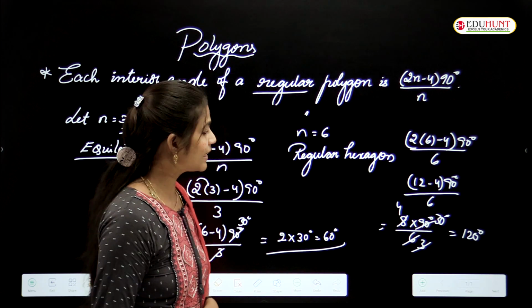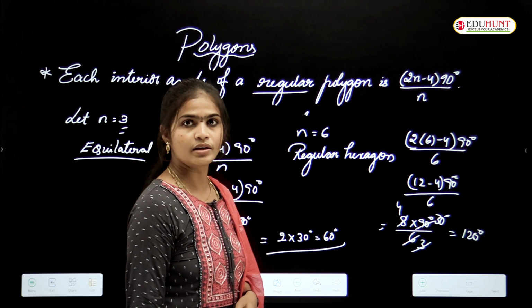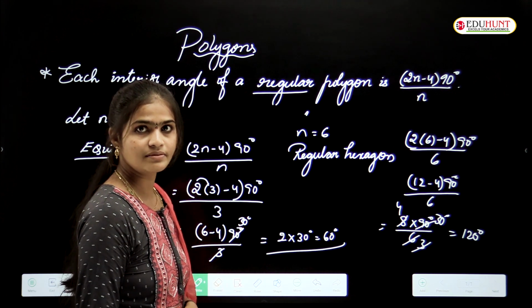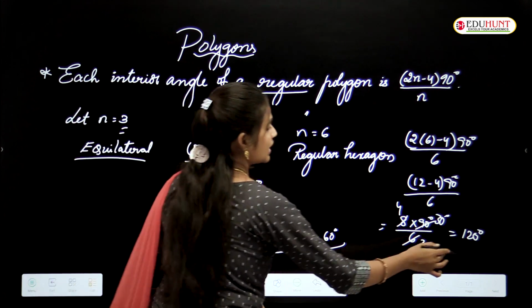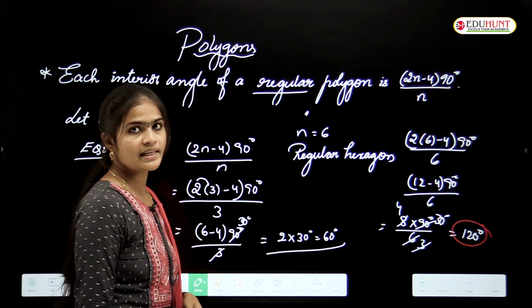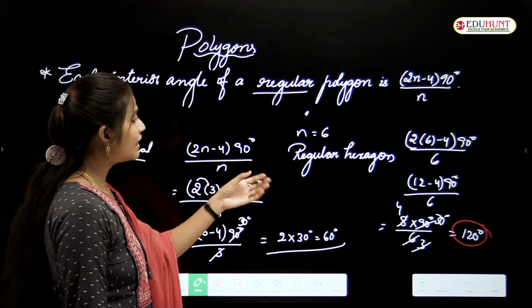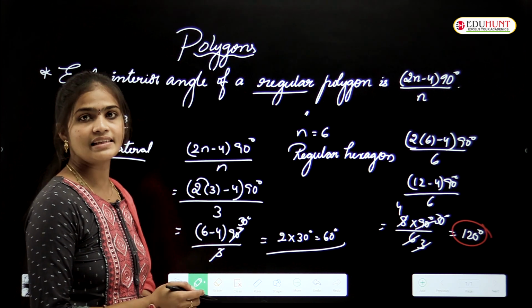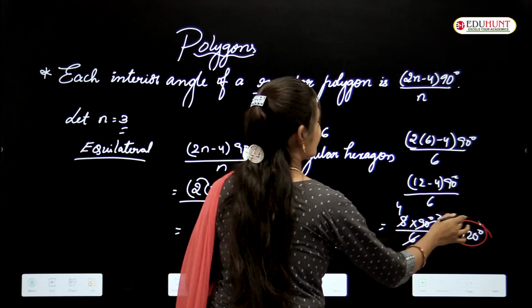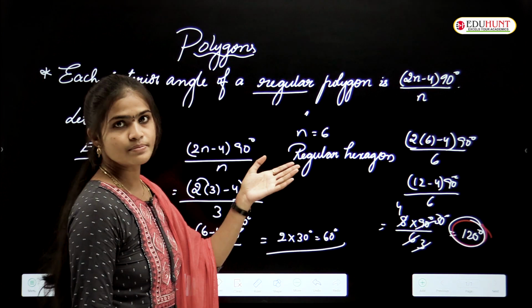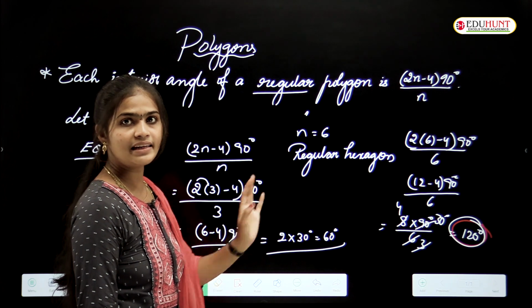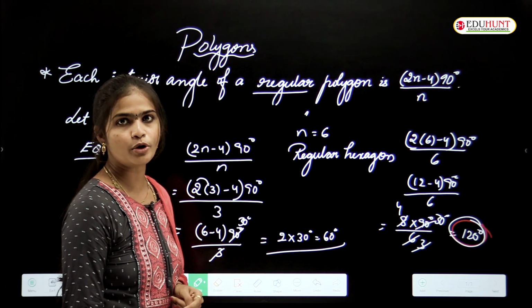Or else, 90 cancels by 6: 6 ones are 6 and 6 fives are 30. Okay, clear? So in that way also we can find it. So here each angle is equal to 120 degrees. In that regular hexagon, each interior angle is equal to 120 degrees. Is it clear? So by using this formula we can find any interior angle of a regular polygon.